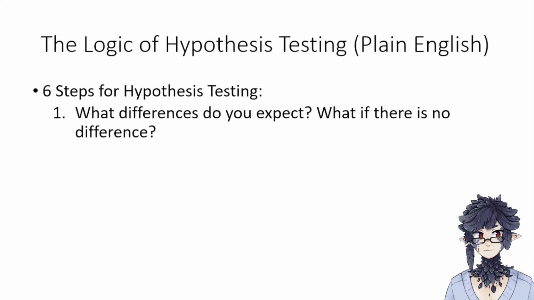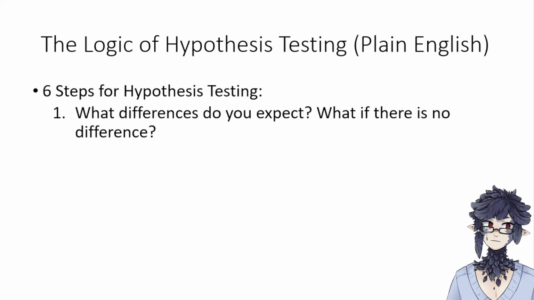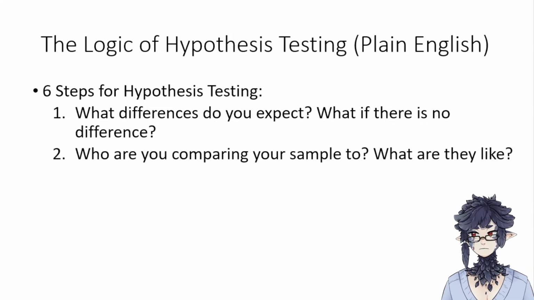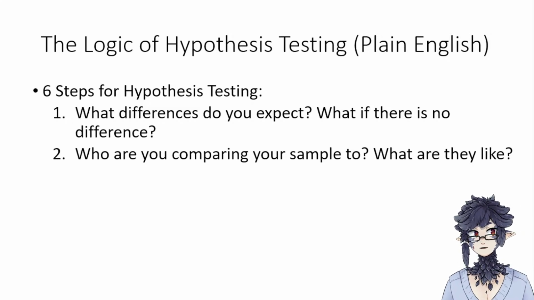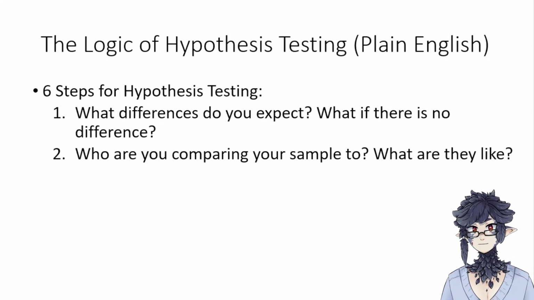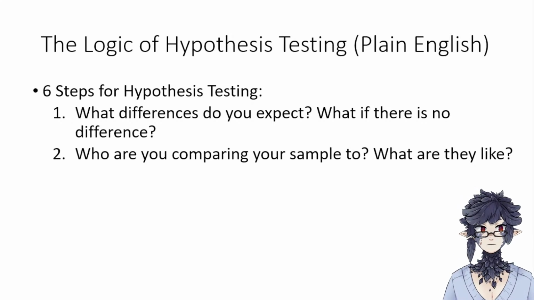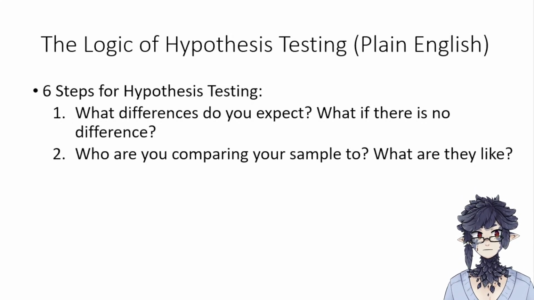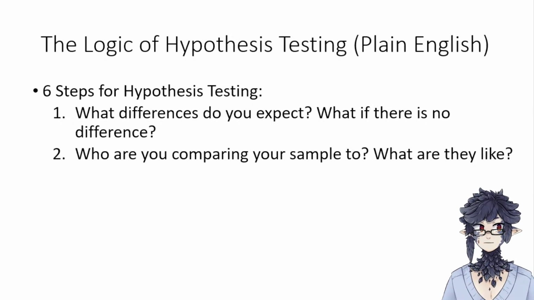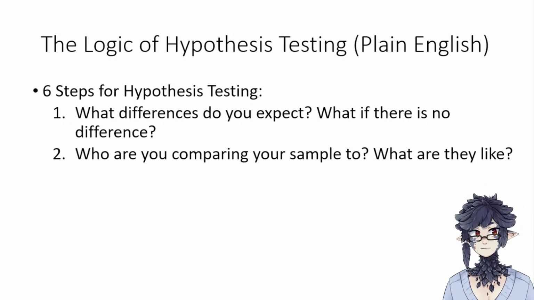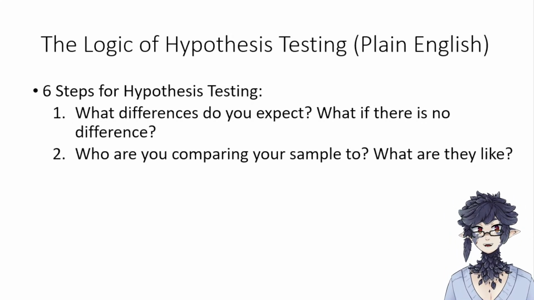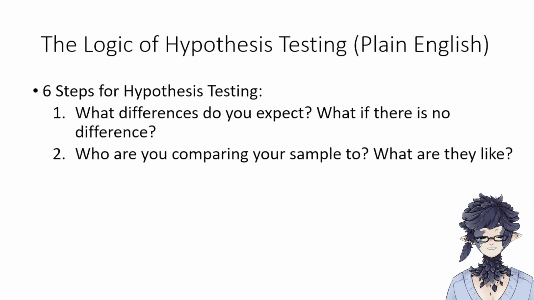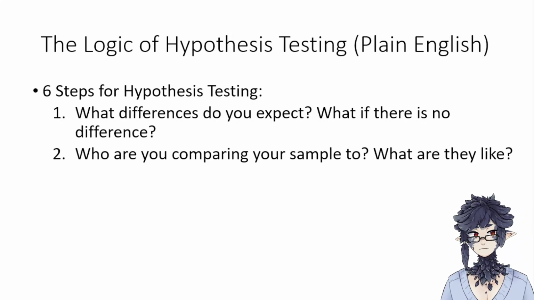Step 2, once you've established what you're expecting to find, both if you find something and if you don't, who are you comparing your sample to and what are they like? So this might be, what do you think the world is like if your medication doesn't do anything? What will happen to depression levels before and after if your medication has no impact on depression? What will the relationship between these two variables look like if they're actually completely unrelated? What would you expect to see if nothing's happening here?